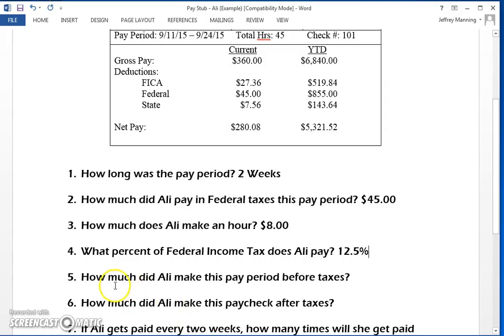All right, how much did Allie make this pay period before taxes? I said earlier that gross pay means before taxes. And it says right here she made $360 this pay period before taxes. So that one's pretty easy. How much did Allie make this paycheck after taxes? If gross pay is before taxes, net pay is after taxes. So Allie made $280.08.